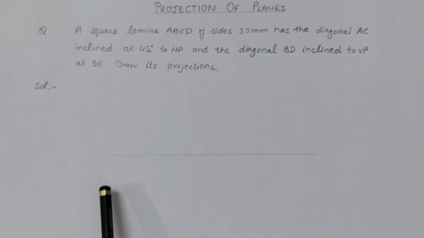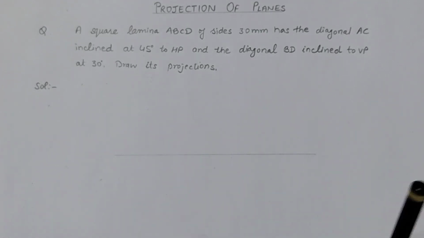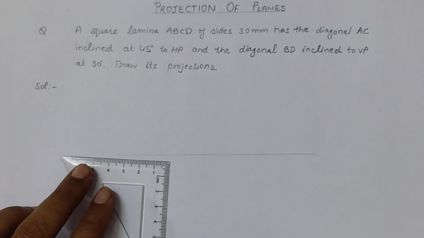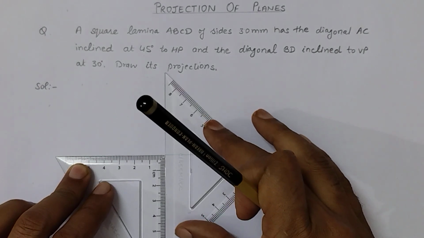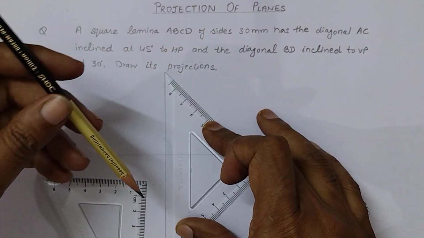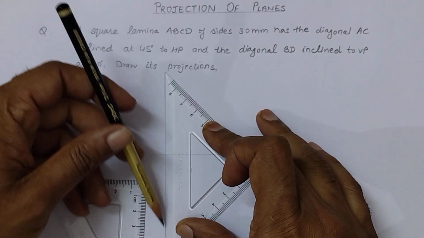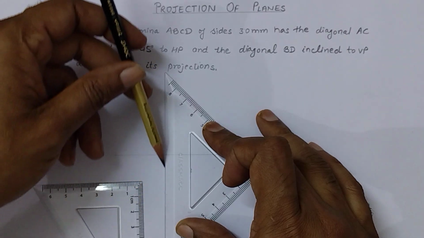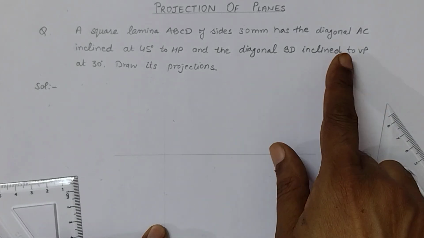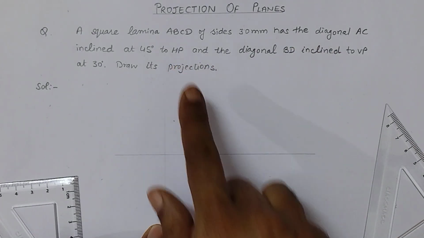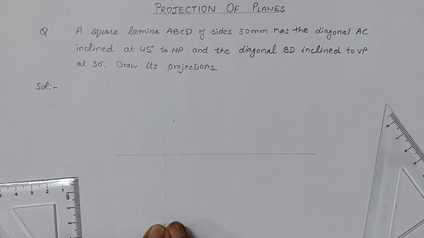So as usual, first of all draw axis, that is XY. Now on this axis draw projector line using set square. So we have to draw square over here because the plane is to be inclined with the HP. So first of all we have to keep it parallel to HP.